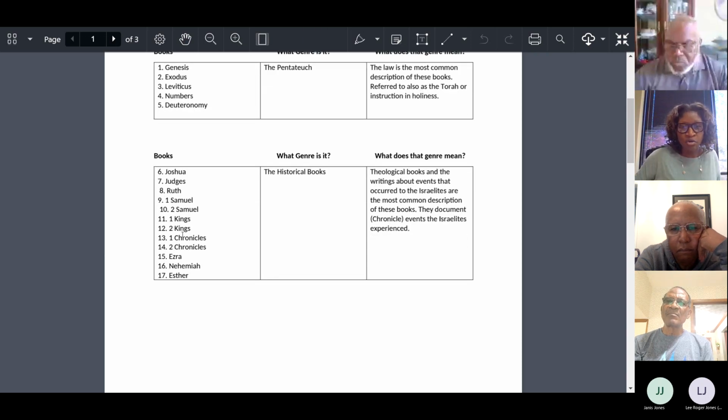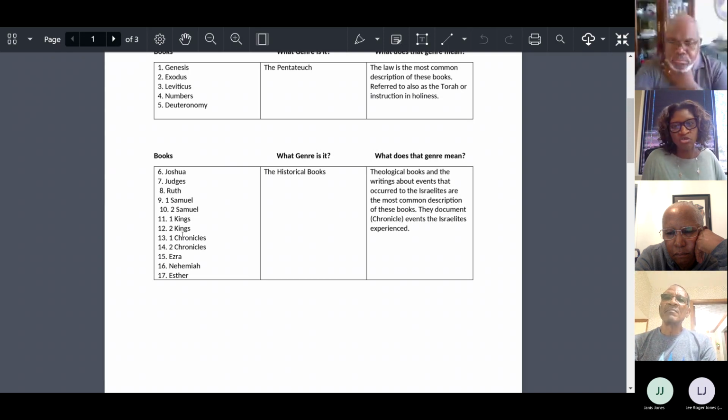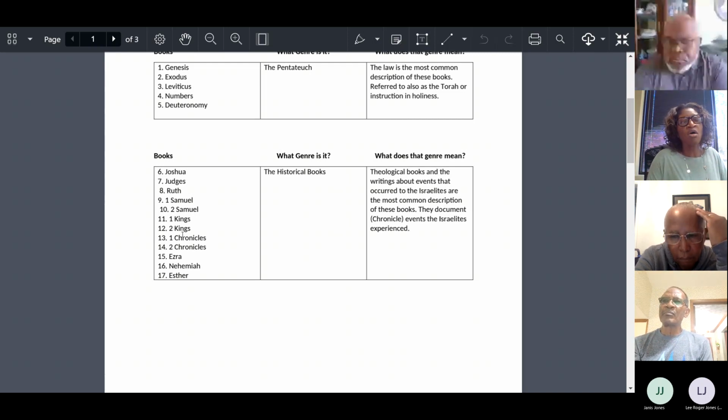Very good. All right, let's go to our next genre, our next lumping. Joshua, Judges, Ruth, 1 and 2 Samuel, 1 and 2 Kings, 1 and 2 Chronicles, Ezra, Nehemiah, and Esther. These are what we call historical books because they do just that. They tell the story. Sometimes you may see them called narratives. Okay, so Joshua through Esther, oh my goodness, they tell wonderful stories, but these stories are true. These stories are real. Real people, all of these people existed. All of the places existed.